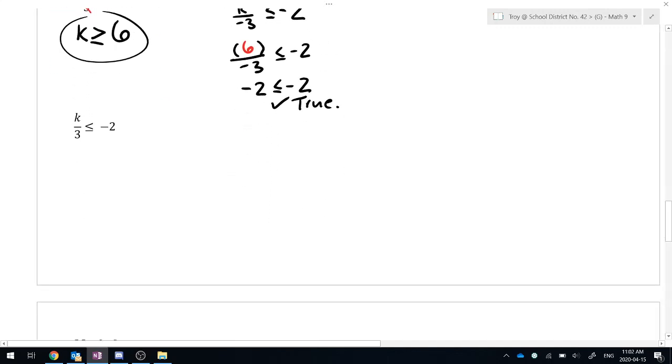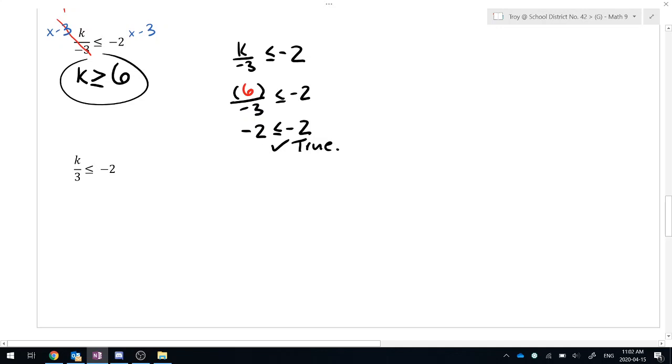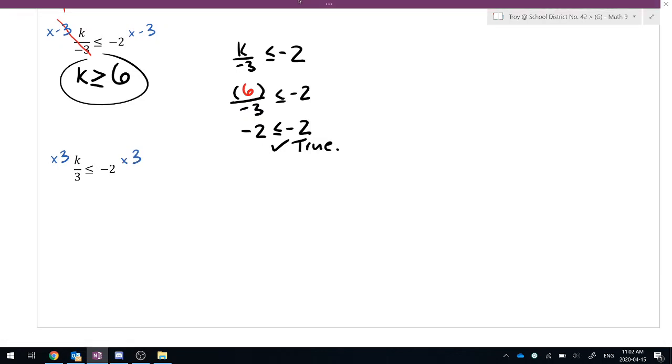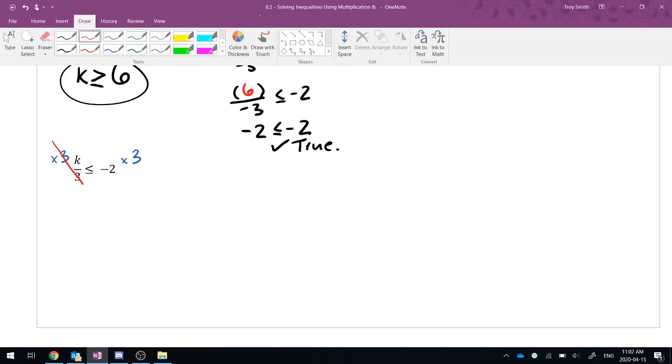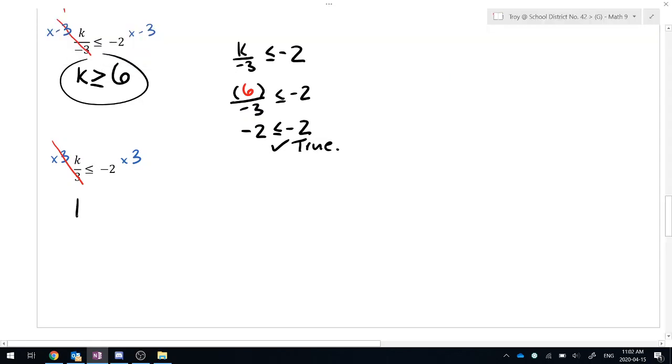And the last one, k divided by 3 less than or equal to negative 2. So we're going to multiply by 3 on both sides again to get our k by itself. And notice here that it is a positive 3 that we're multiplying by. So because it is a positive number, we are not going to do a single thing to our inequality sign. We're going to leave it as it is. Negative 2 times 3 is negative 6. So that's our solution there.